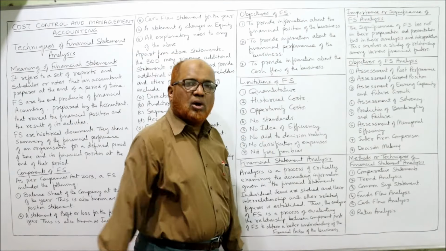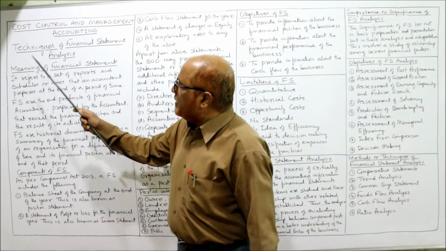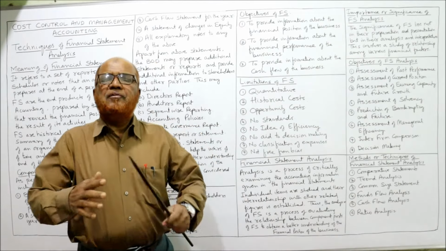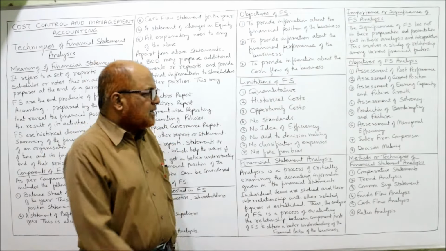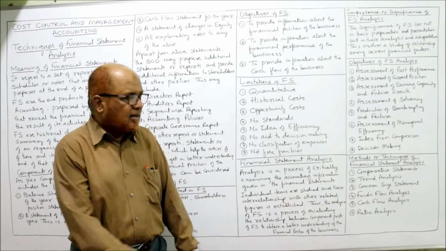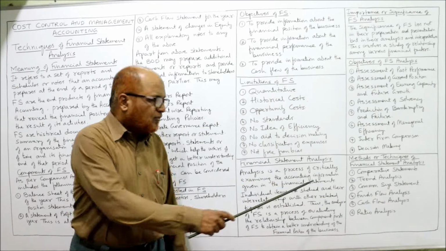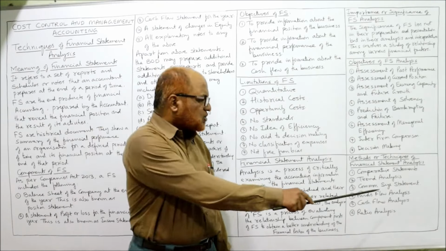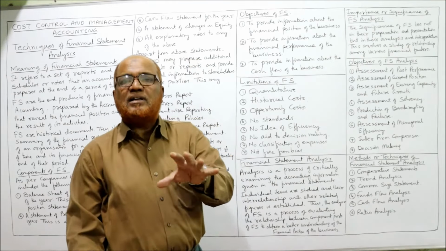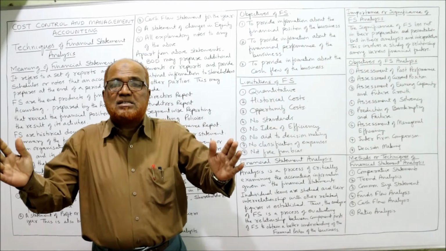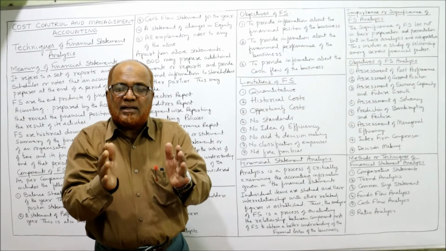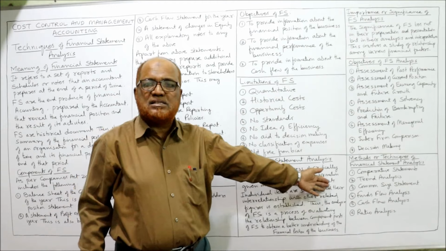Now, what are the methods or techniques of financial statement analysis? Because the heading of the chapter is techniques of financial statement analysis. So, what are the techniques? Different techniques are there. The important techniques are: first, comparative statement; second, trend analysis; third, common size statement; fourth, funds flow analysis; fifth, cash flow analysis; sixth, ratio analysis. These are some of the techniques. It is not an exhaustive list. Apart from this, many more techniques may come. But the important techniques of analyzing the financial statements are these six.